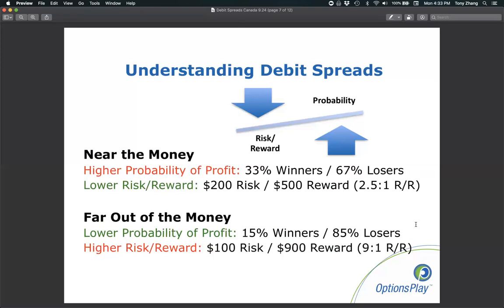So it's really a matter of understanding that there's a trade-off between the two. If you're only looking for high probability, or you're only looking for high risk reward, you're only looking at half the picture. Make sure that you're looking at both sides of the picture. That's really important to understand when you're trading any form of options, not just debit spreads.